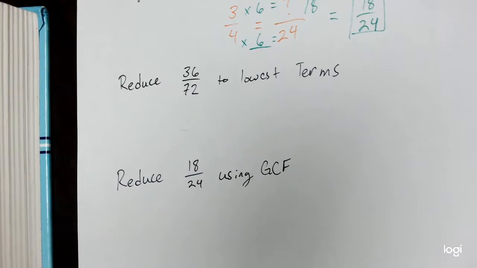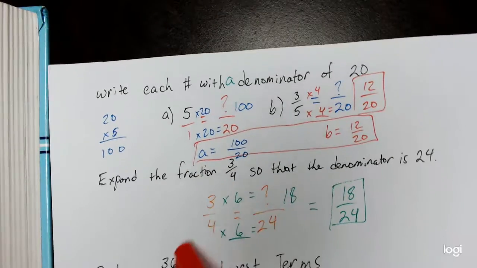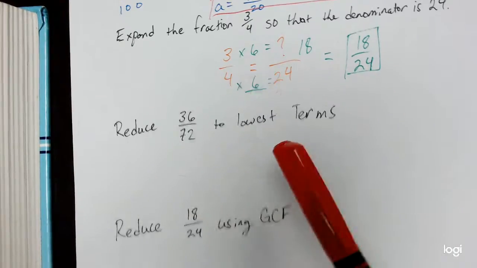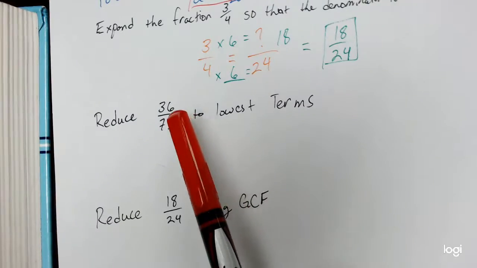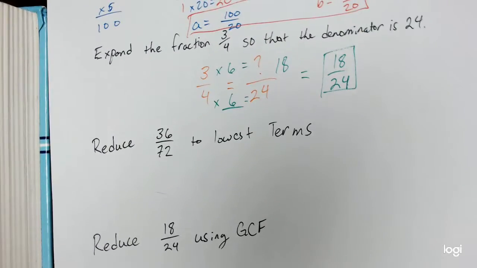There's 2 ways to reduce fractions. So expanding is like multiplying. Reducing is a lot like dividing. So up here we multiplied the top and bottom number by the same number. Down here we're going to divide the top and bottom by the same number. So let's start with 36 over 72.